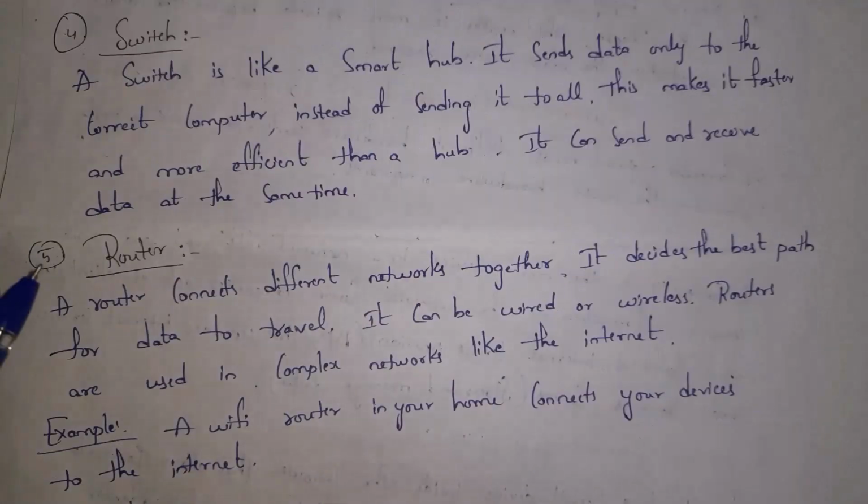And fifth hardware component is router. Guys, router will connect different networks together. Guys, for example, if you consider Wi-Fi in your house, just by using router, we can connect to Wi-Fi and we can access internet. And by using internet, we can chat to people who are in other countries. So router will connect different networks together and this router will choose best path for data to travel.